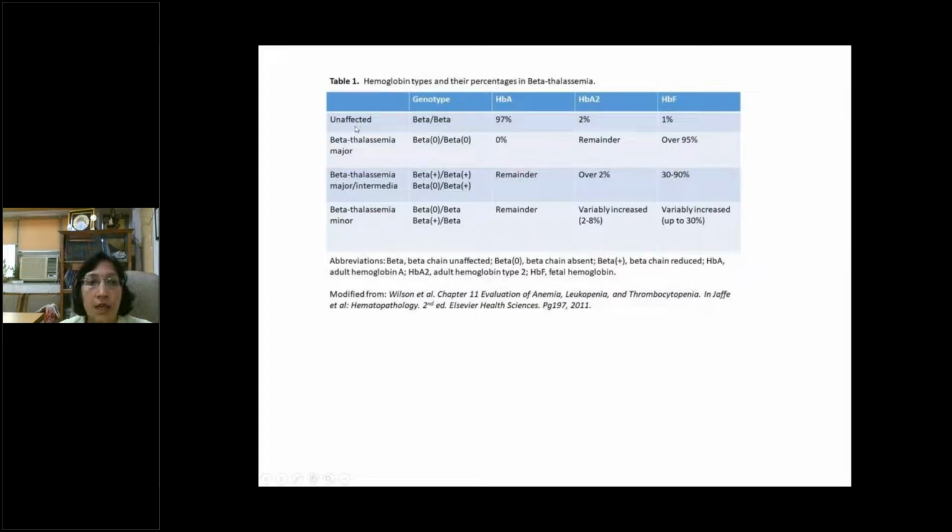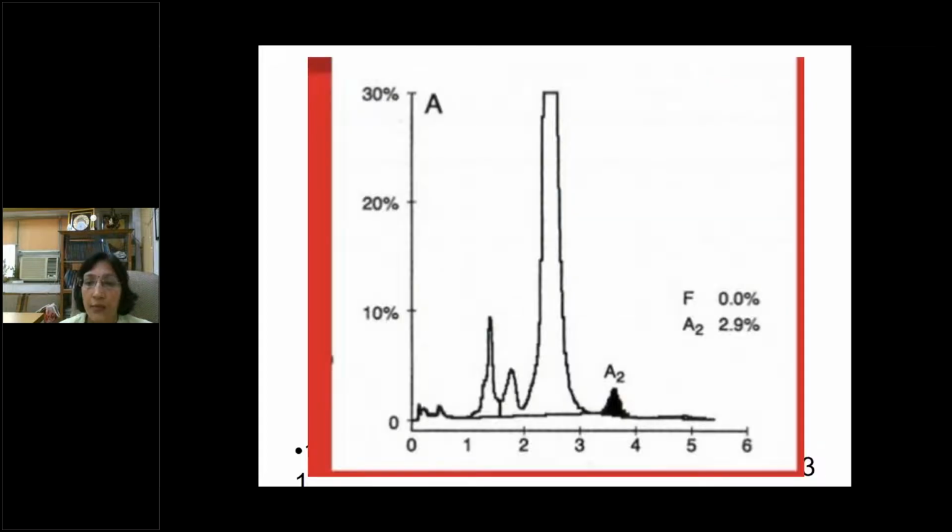You can see that if it is unaffected, most of the hemoglobin is hemoglobin A, with very little HbA2 and HbF. But in the minor, hemoglobin A is the major component, but HbA2 is increased and HbF is also increased. And in the major, HbA, adult hemoglobin, is reduced. HbF takes over the capacity, and it has binding capacity for oxygen. So the patient usually presents with hypoxia and this type of issue.